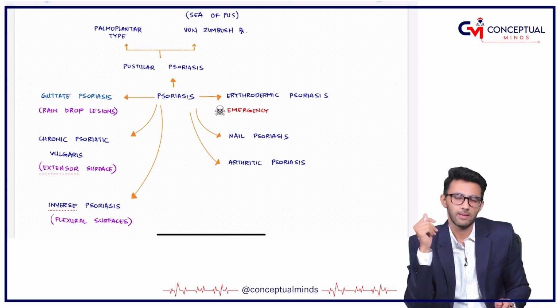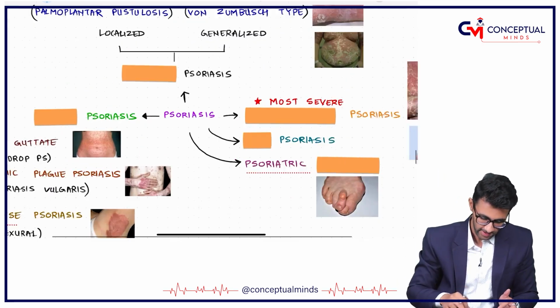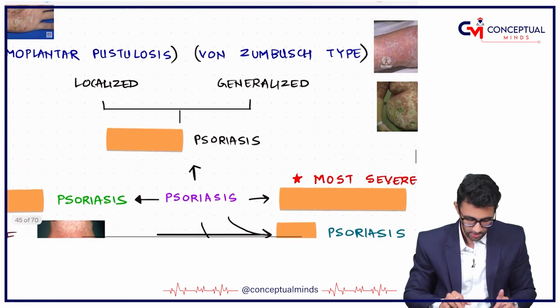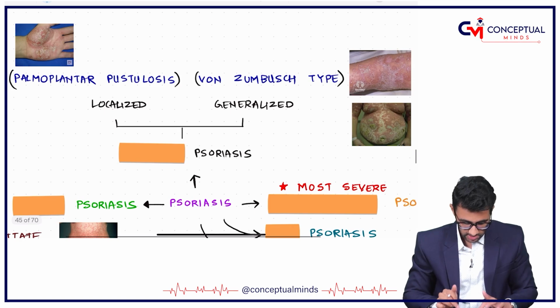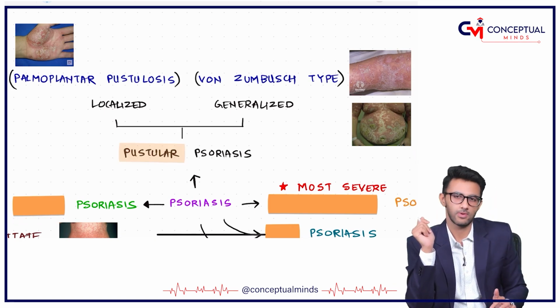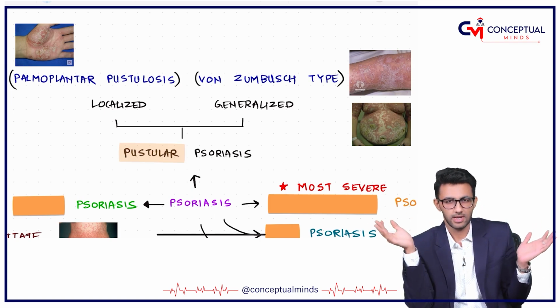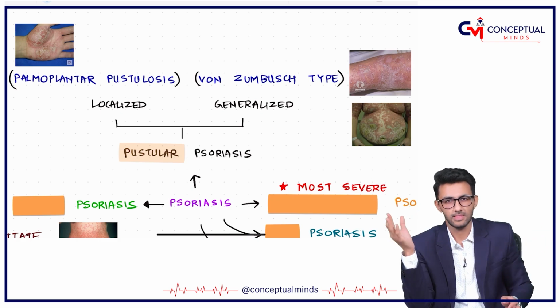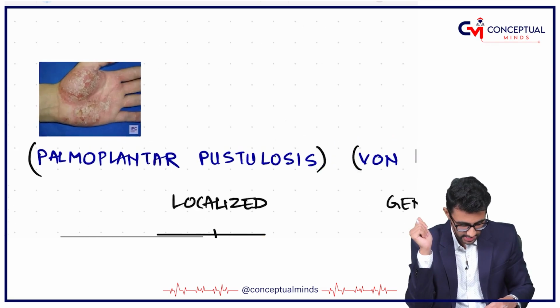This time I'm going to ask you questions after we see the images. All right, so here it is. First of all we have psoriasis, right? What was the first type of psoriasis? This was the pustular psoriasis. There were two types, localized and generalized: the palmoplantar type, and the von Zumbusch reaction, which is a generalized skin reaction. Now let us see the images.